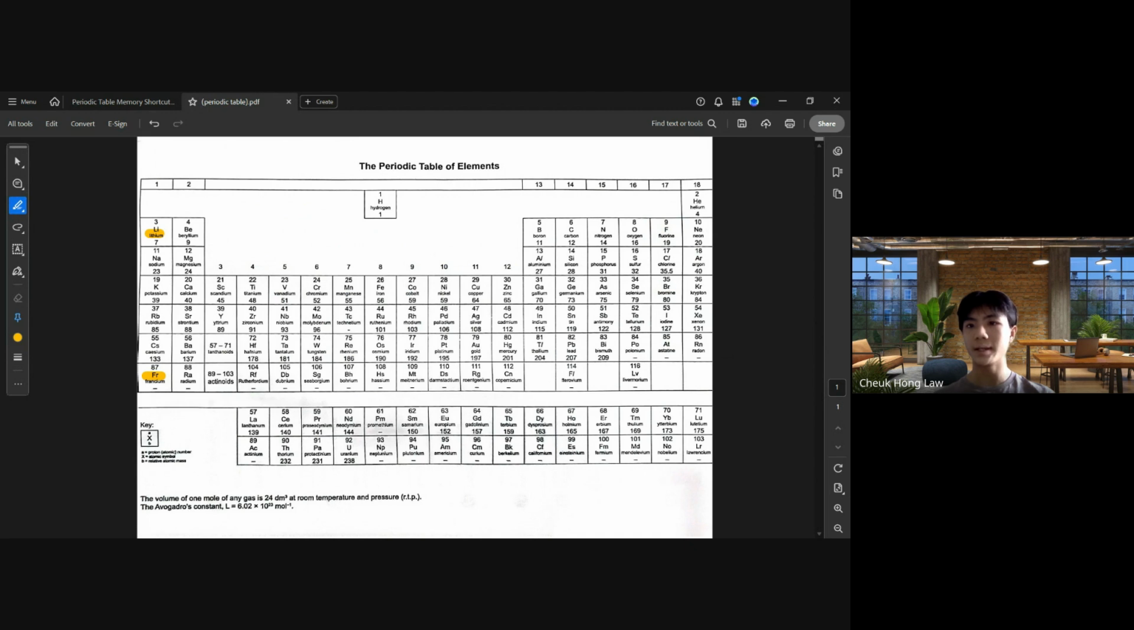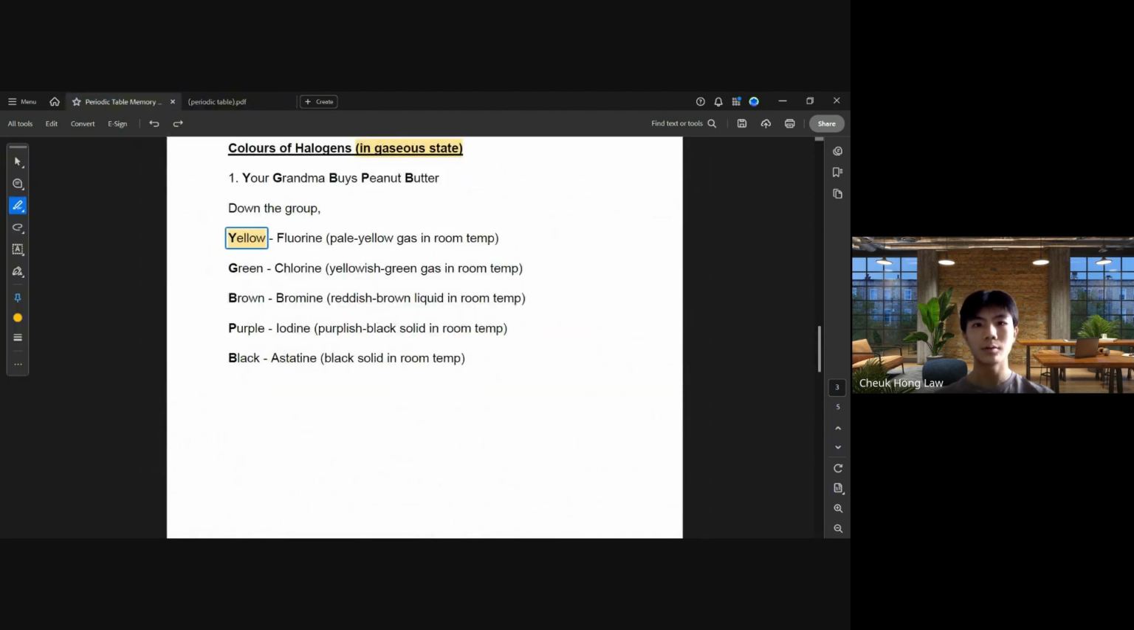So the first element is fluorine. Fluorine is a yellow gas. It's a pale yellow gas in room temperature. So remember, all of these, I'm talking about the color in gaseous state, but not all of them are gases in room temperature. Then green will be chlorine. So chlorine is a yellowish green gas in room temperature.